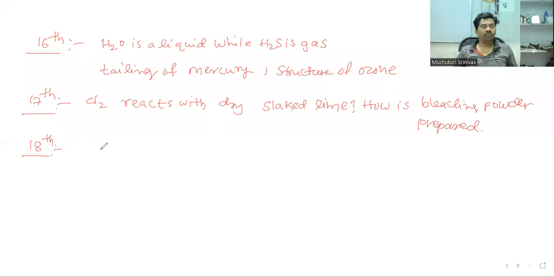Then from 18th group, how is XeF2 prepared? Then next, how is XeOF4 prepared? How is XeO3 prepared? Then next one, noble gases are inert, explain.